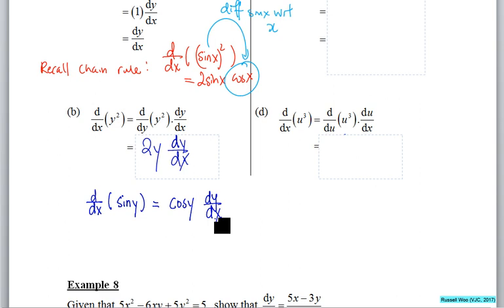I went through chain rule. You all remember chain rule or not? Wow, interesting. One more time. Okay, you don't need to copy if you already understood.